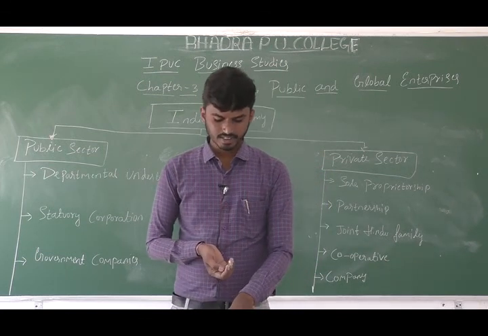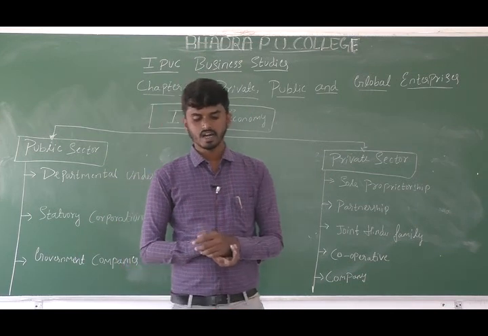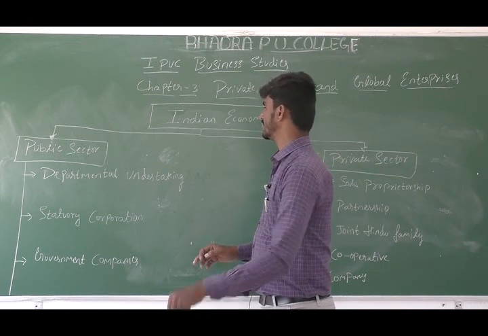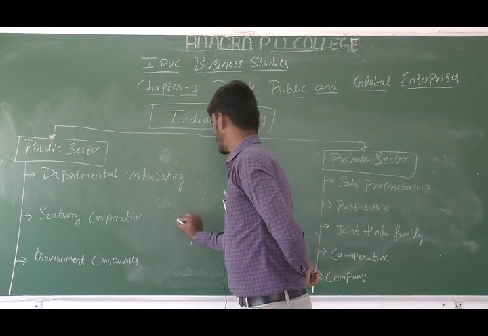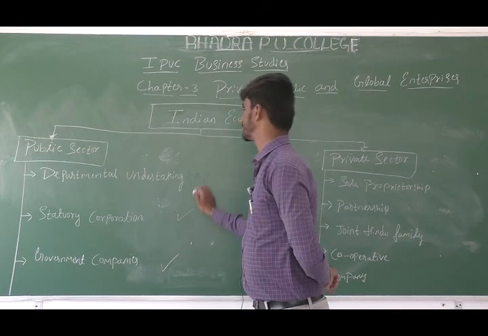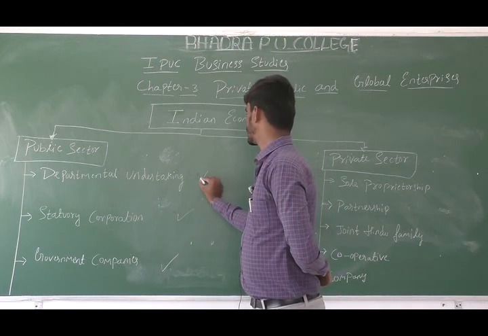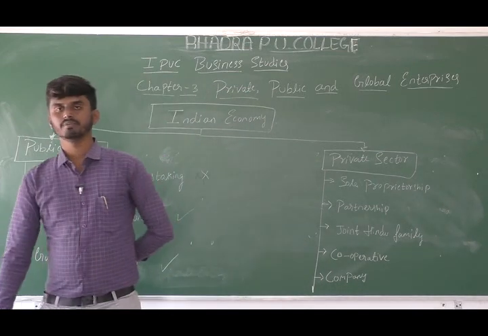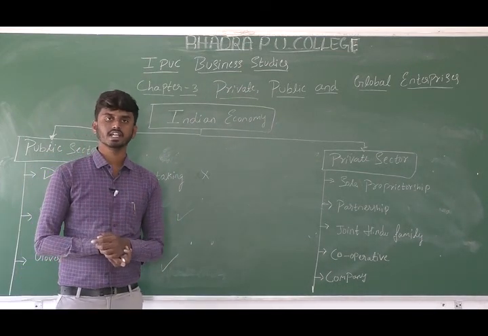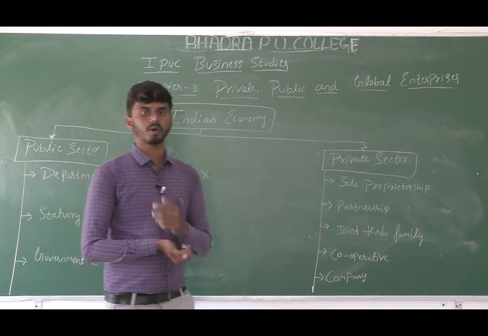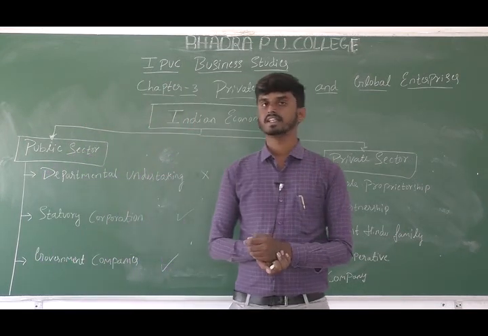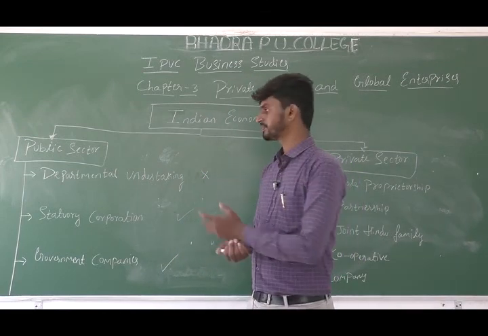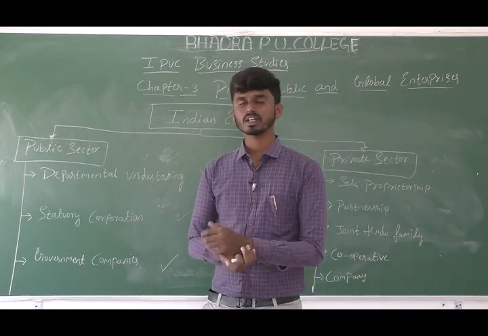A departmental undertaking does not have a separate legal entity, and a government company has a separate legal entity. So already I told that separate legal entity will be there for the statutory corporation and the government companies, but the departmental undertaking does not have the separate legal entity. So what is the benefit of having a separate legal entity? They can file a case against the third party. If any problems arise from the third party, they can easily file the case against those third parties in the company name only.